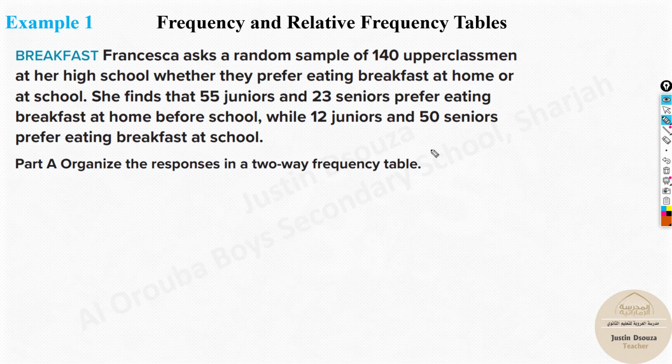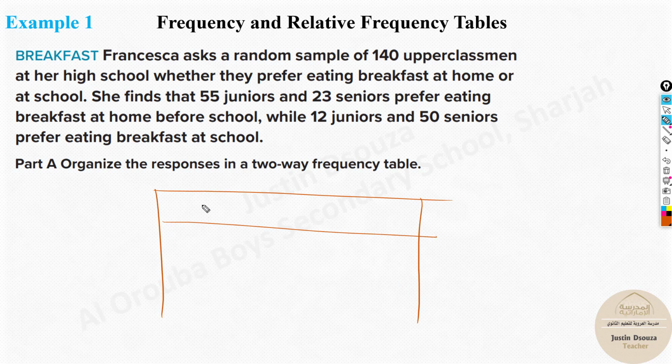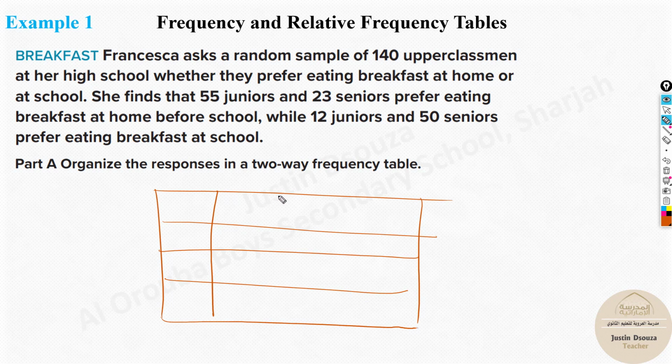So let's do a two-way frequency table. Let me just draw some columns. Now, the first one will be the headers. Over here also there will be the same thing, the headers. And then over here, next one, you can write juniors and then seniors. And then the last one is for totals. The same thing over here: eating breakfast at home, school, and the total. Okay, it's a rough table. You can draw it to scale and make it more accurate.